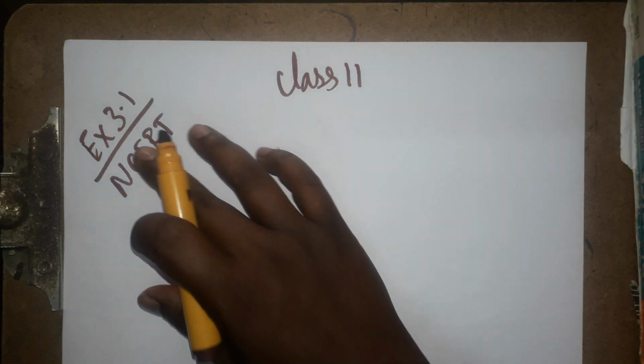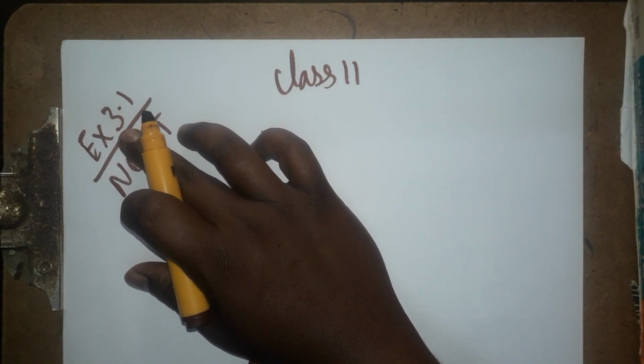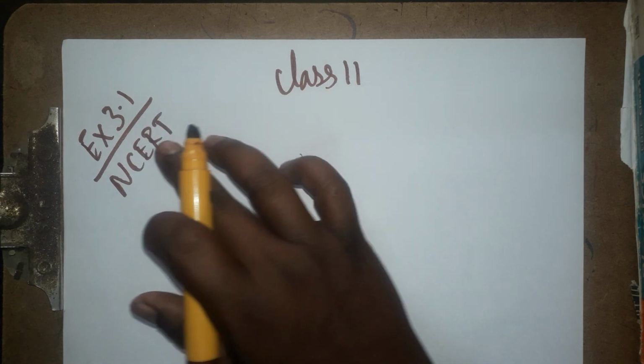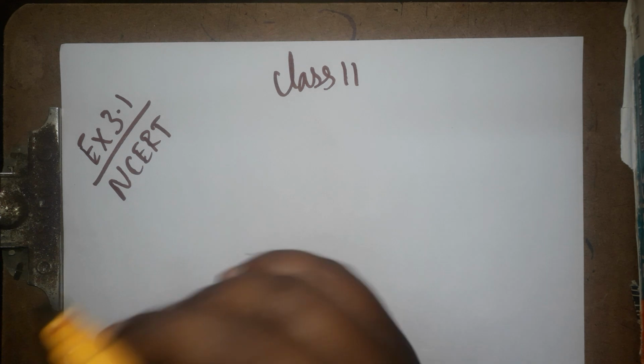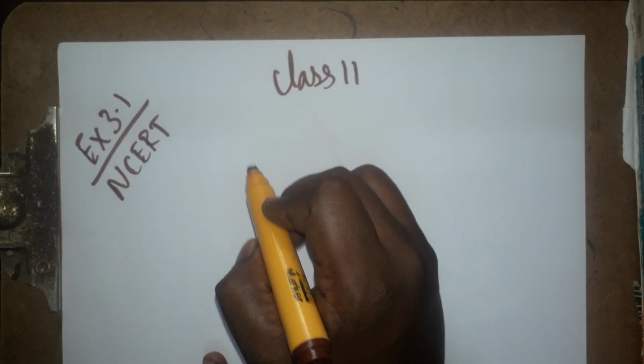Hello students, today we are going to discuss an NCERT example problem. It's the third chapter, first problem, class 11 physics. First we'll see what the problem is. Actually, the diagram is given. It's figure 3.1.